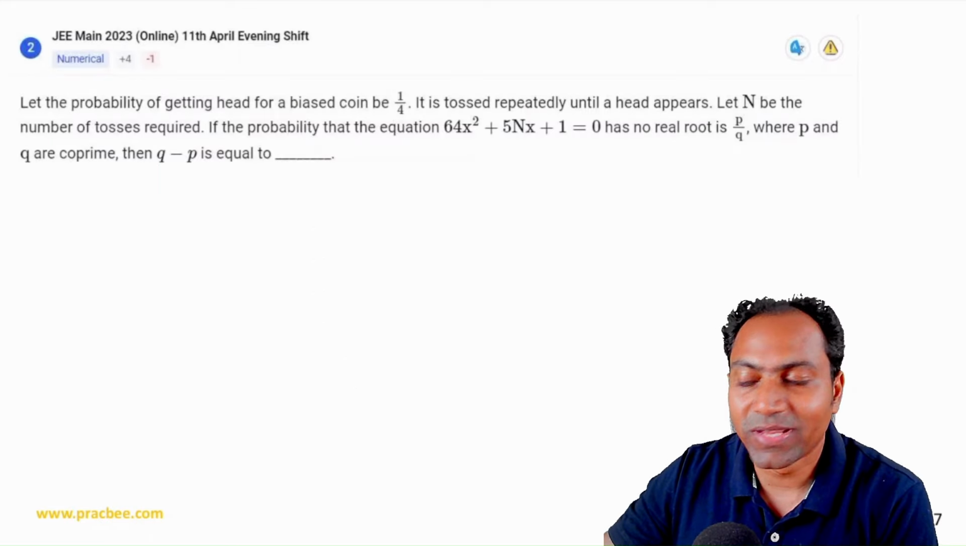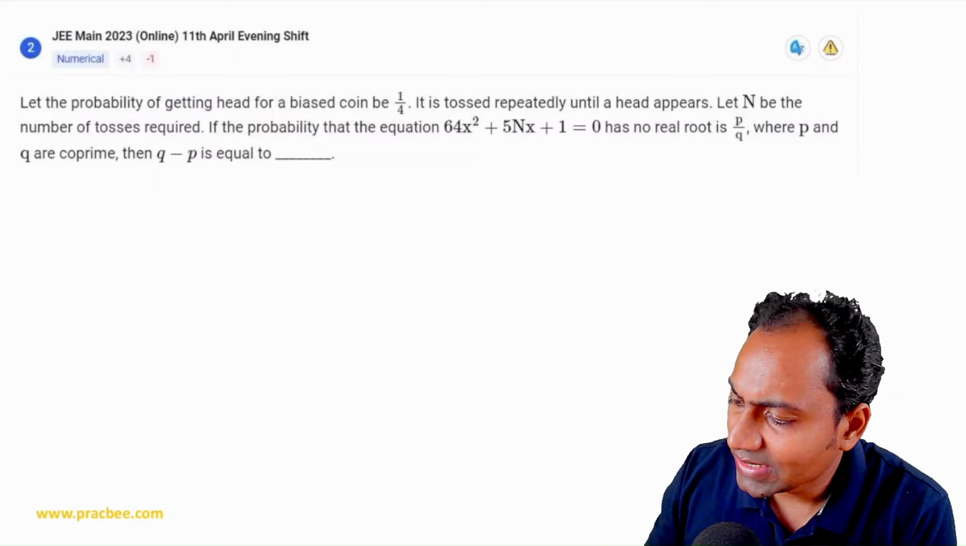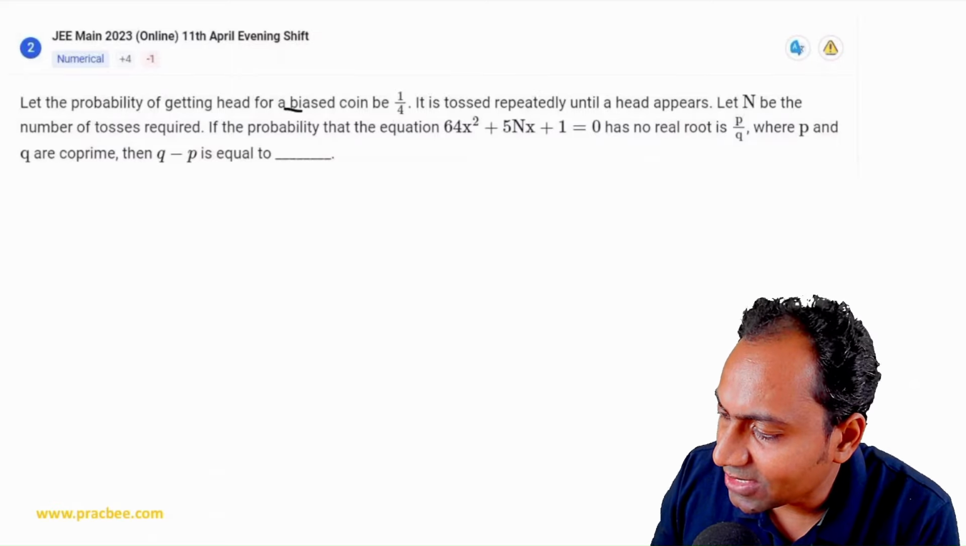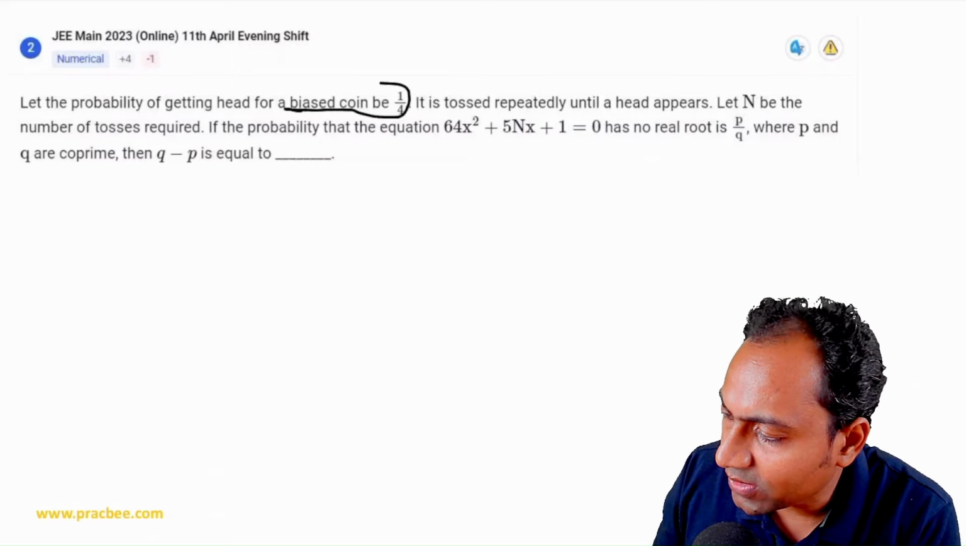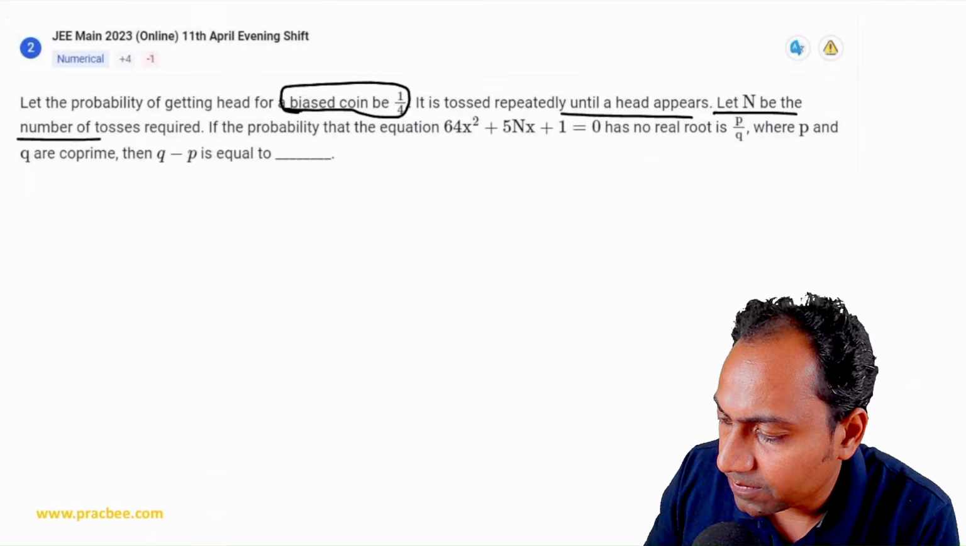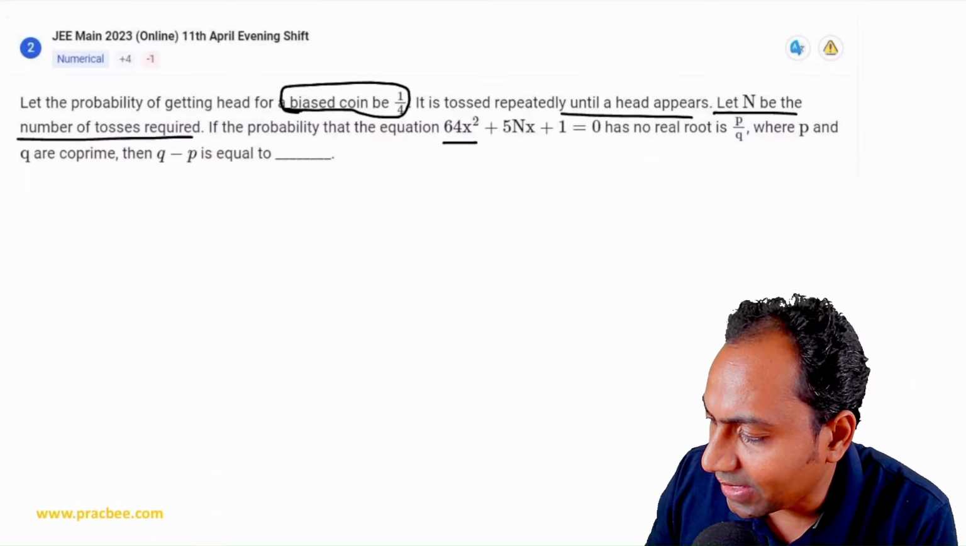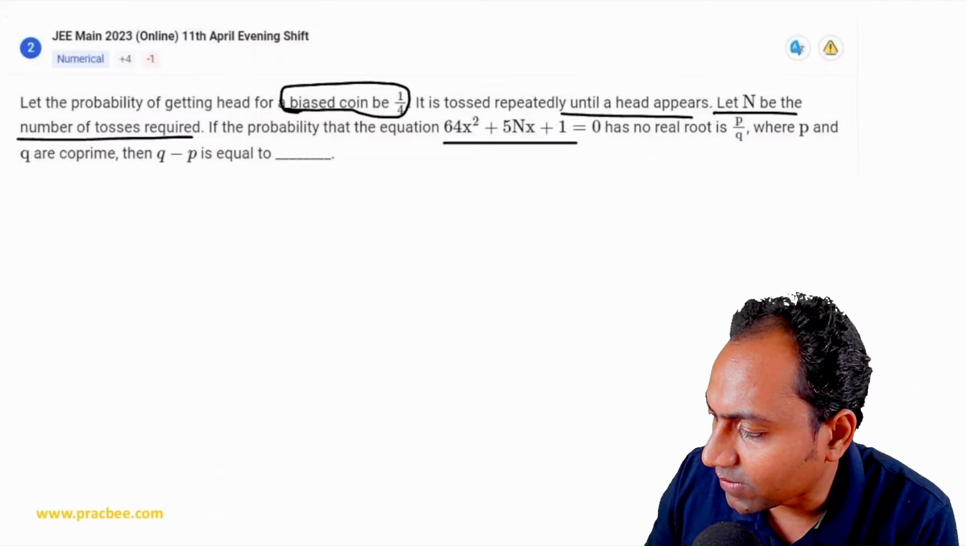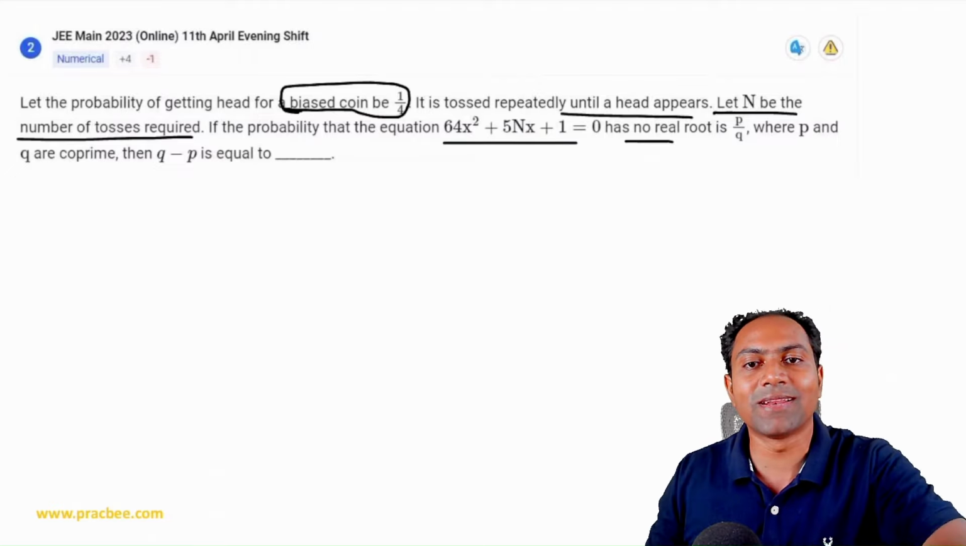Now in this 2023 question, it says that a biased coin whose probability of head is 1 by 4 is being tossed until a head appears, and the maximum number of tosses is n, and the value of n depends upon a quadratic equation having no real roots. So you can see that clearly this question has two parts.